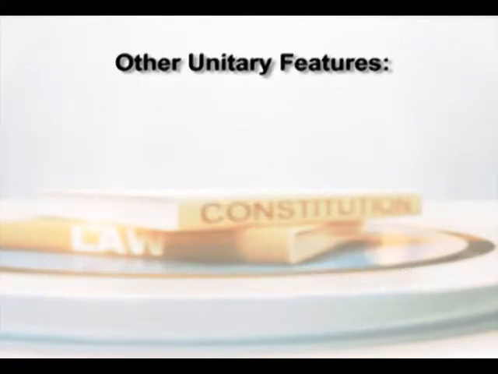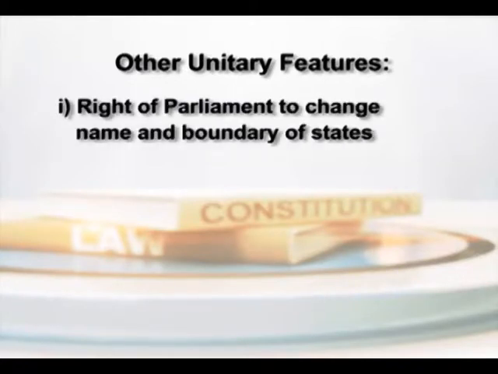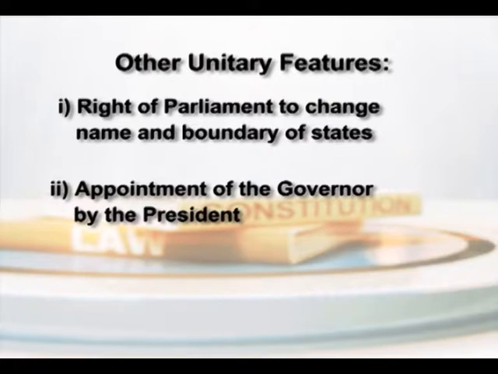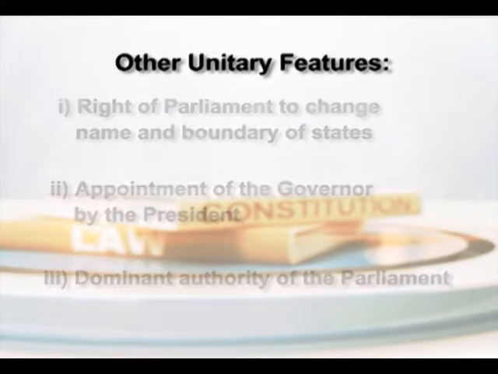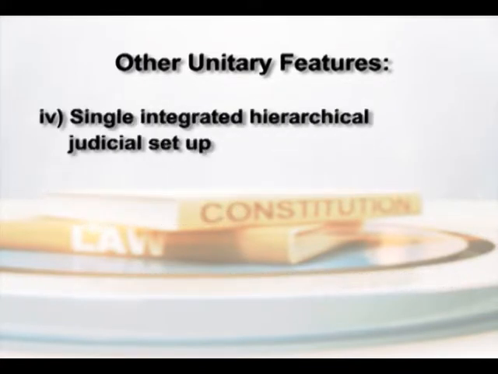There are certain other unitary features. The Parliament enjoys the exclusive right to change the name, territory or boundary of a state. A governor is appointed by the President and often acts as the agent of the center. He is the head of the state, that is the constituting unit of Indian federalism. The dominant authority of the Parliament has been well established. There is a single integrated hierarchical judicial setup with the Supreme Court at its apex, and High Courts and district sessions courts below it.